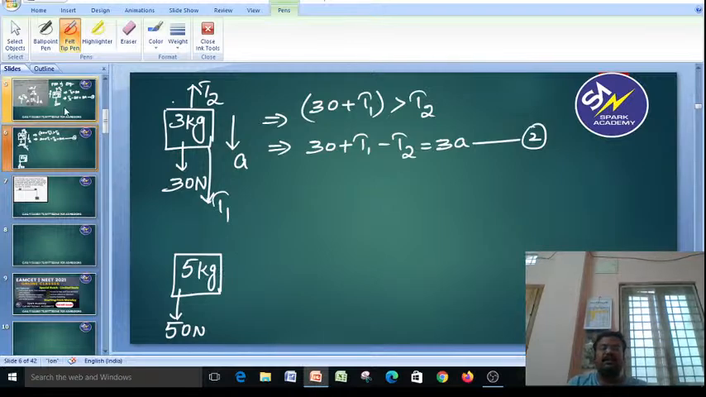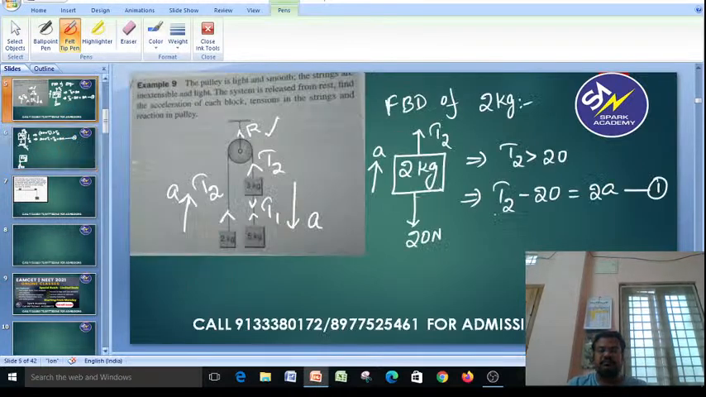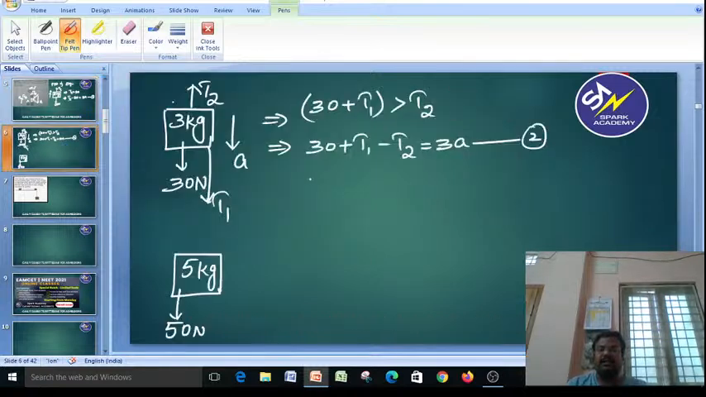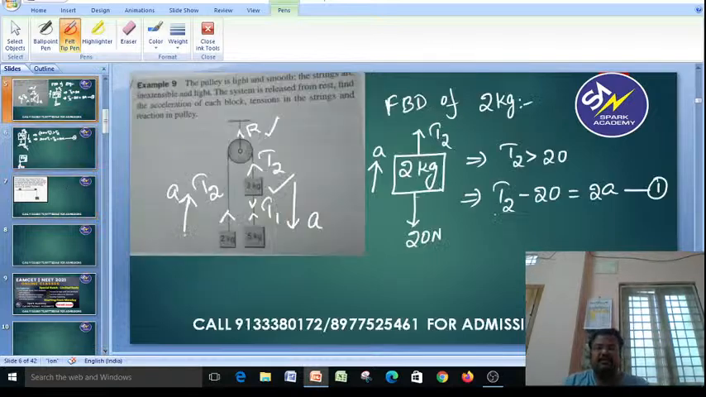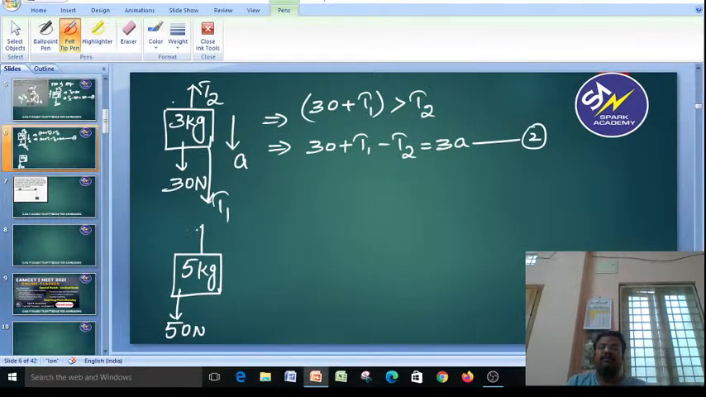Sorry, just wait, the tension T1 is acting in the downward direction for the 3 kg block. So for the 3 kg block, tension T1 is acting downward. Yes, I had taken it correctly, no need to worry. Now, tension T1 is acting in the upward direction for the 5 kg block, but acceleration is coming in the downward direction.